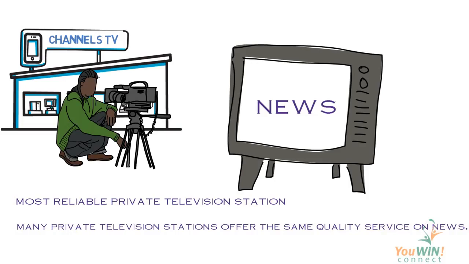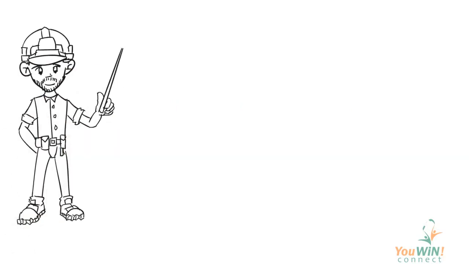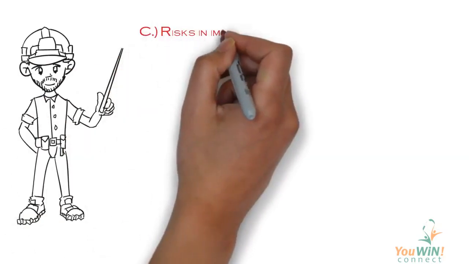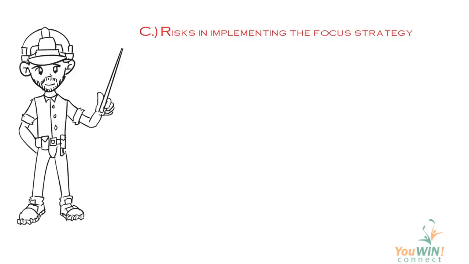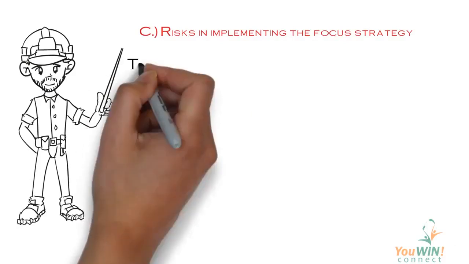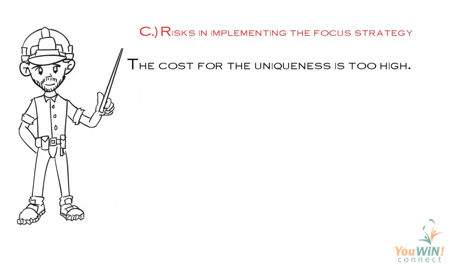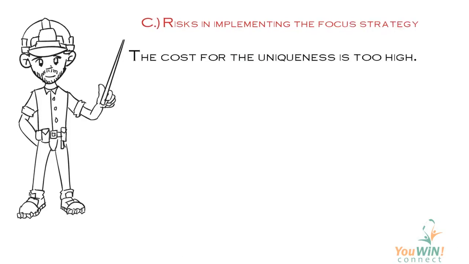This has now put Channels Television in that narrow space, and the value of the uniqueness is not as hyped as it used to be when Channels Television was out a few years ago. Now let's look at the risk involved in implementing the focus strategy. The first is really around the cost for the uniqueness will be too high. And I'll use another example to help you understand what this means.